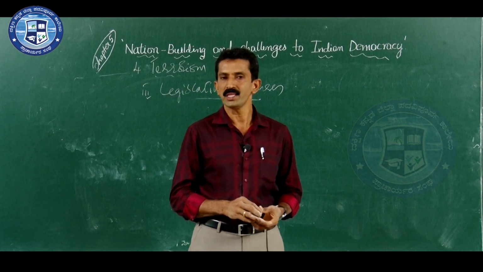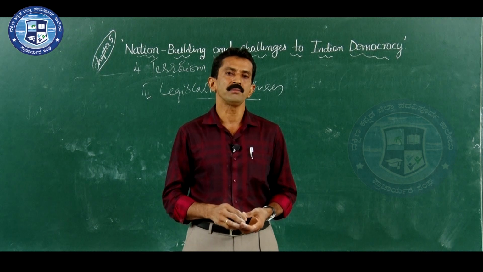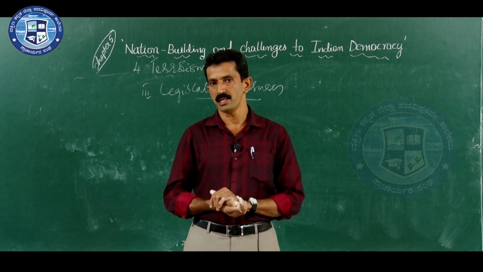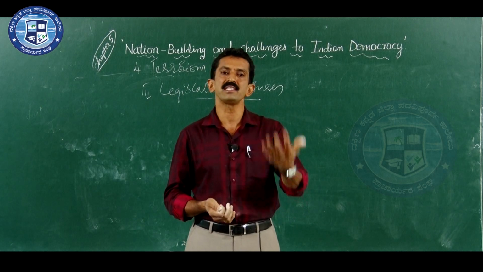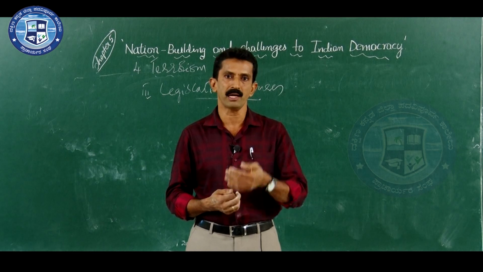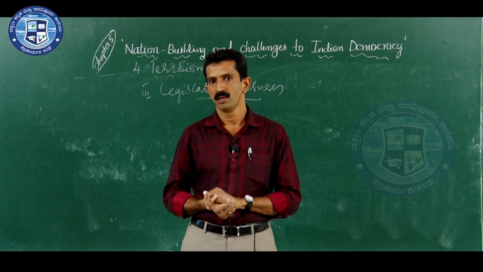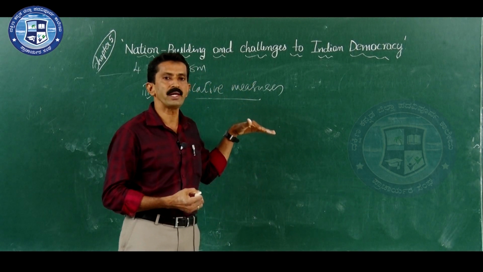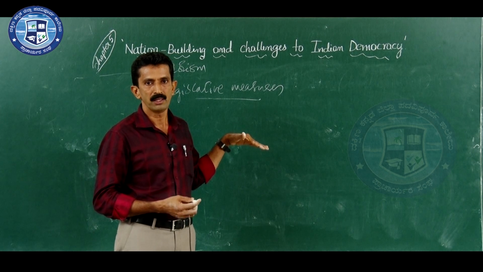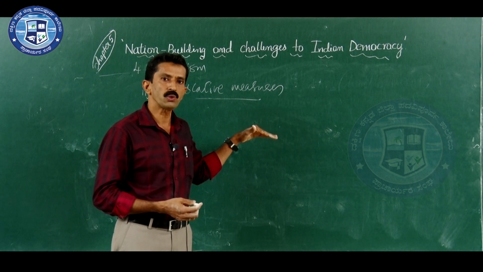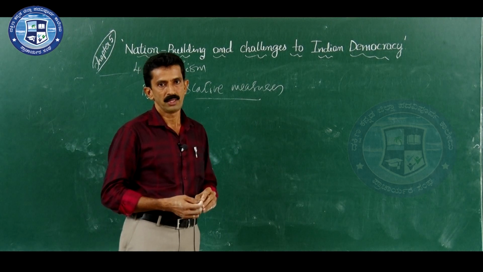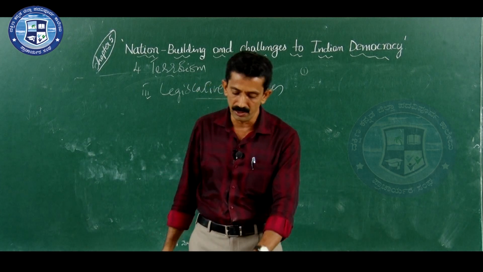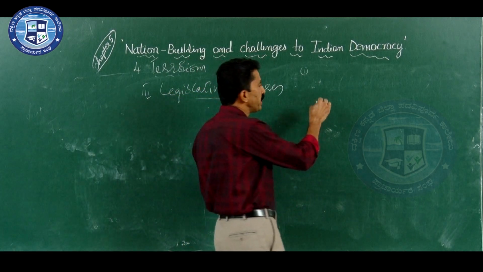One thing we must remember, terrorism was not a major problem immediately after independence. It was only after the 1970s or 1980s that it became a major problem in India. So, here we have to discuss what are the important legislations made in India to control terrorist activities. In this regard, the first law was made in 1950 itself, the Preventive Detention Act.